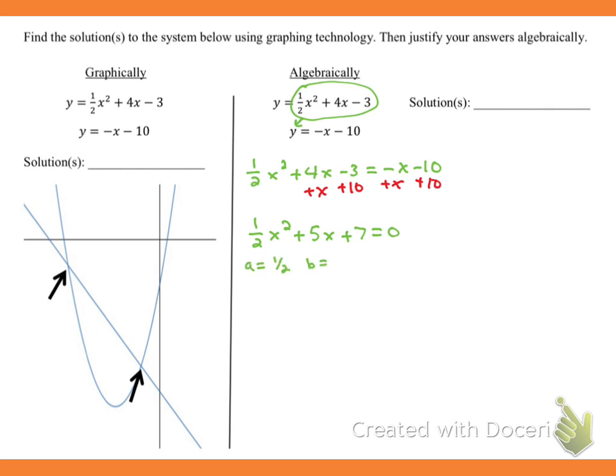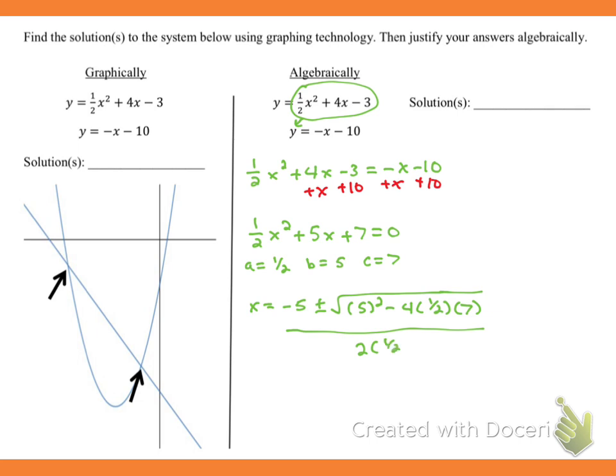Quadratic formula is -b, so that gives me -5 plus or minus the square root of b squared minus 4ac. A is 1/2, c is 7, all over 2a. Okay, go and get that set up. We're going to do seats. So that gives me -5. Still sitting next to the same person.